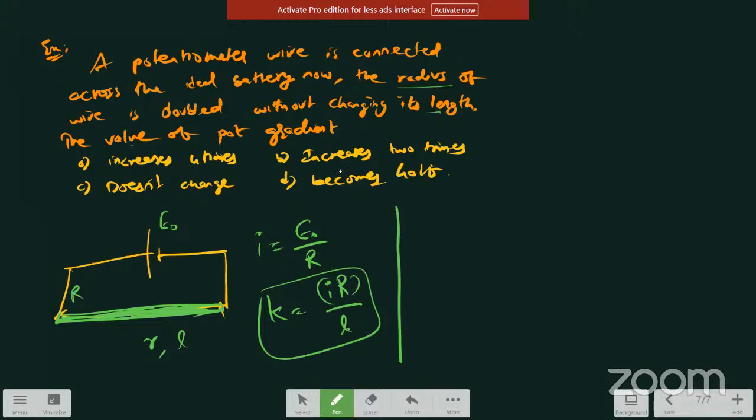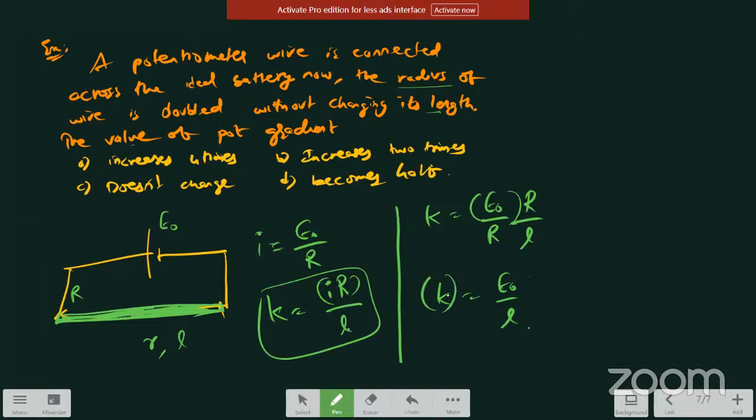Obviously it changes, right? Hear me very carefully. Here I have, let us say, if I write k is equal to I, what can I write for I? I is equal to E naught by R into R by L. So k is equal to E naught by L. This is the potential gradient, and it is equal to E naught by L.